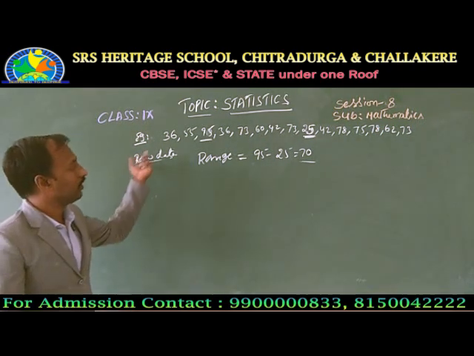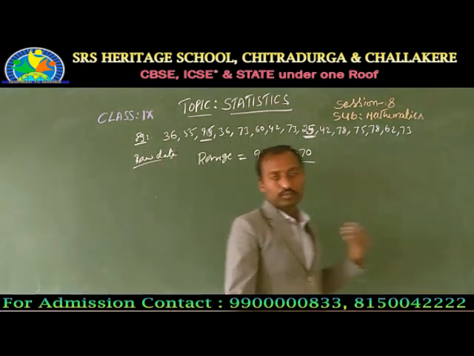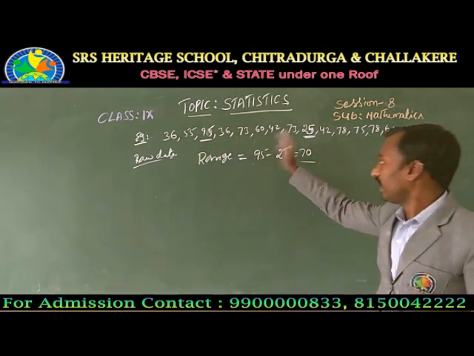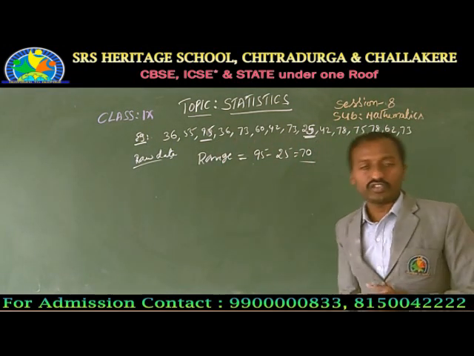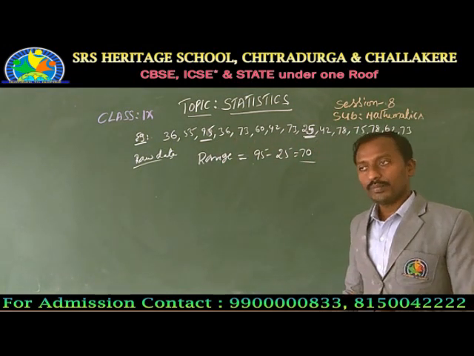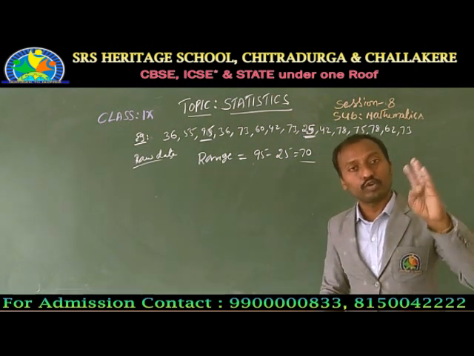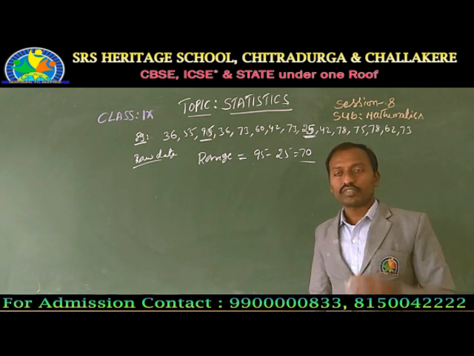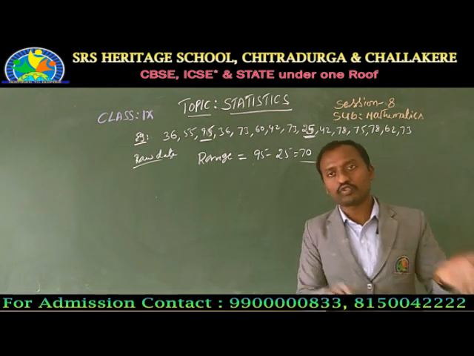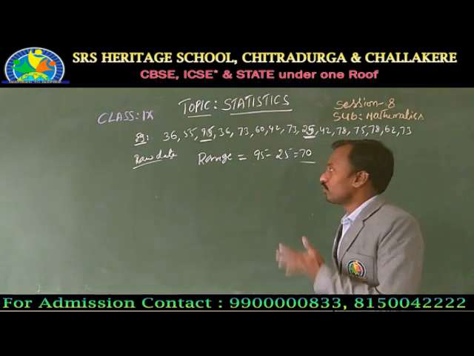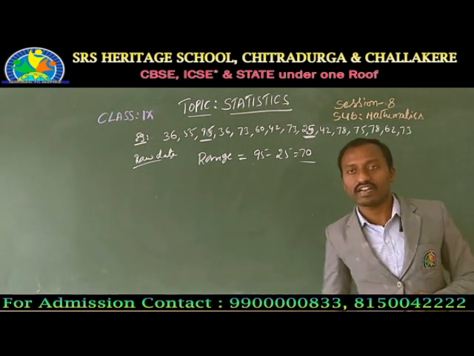This is one way of presenting data: raw data, arranged in ascending or descending order. Another way is ungrouped data, and grouped data. What is meant by ungrouped data? How do we frame a frequency distribution table for the given raw data?